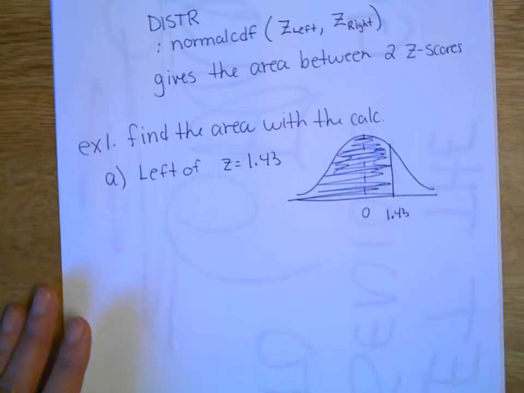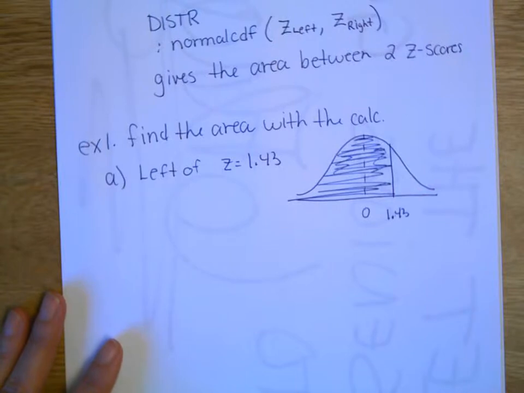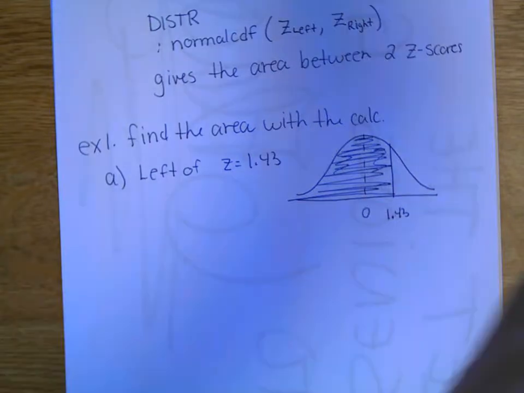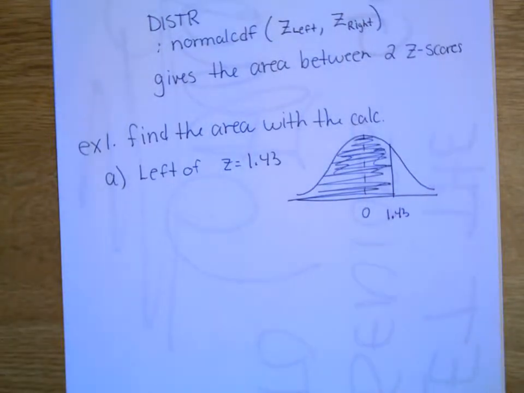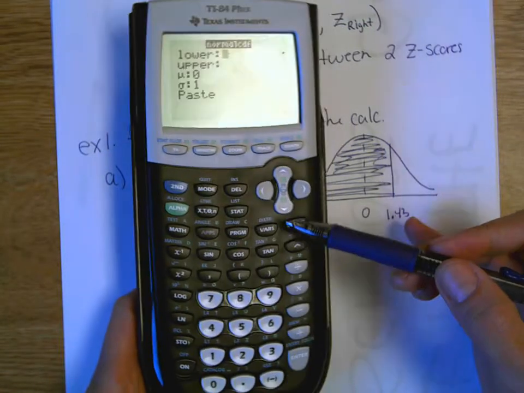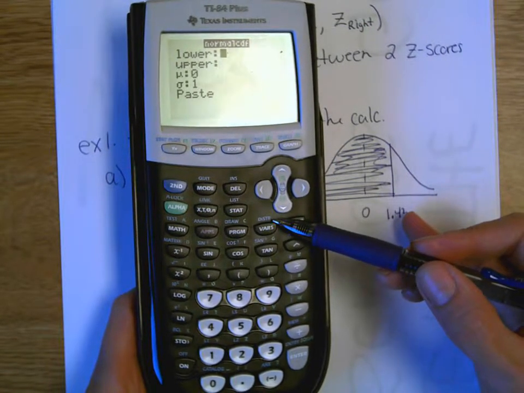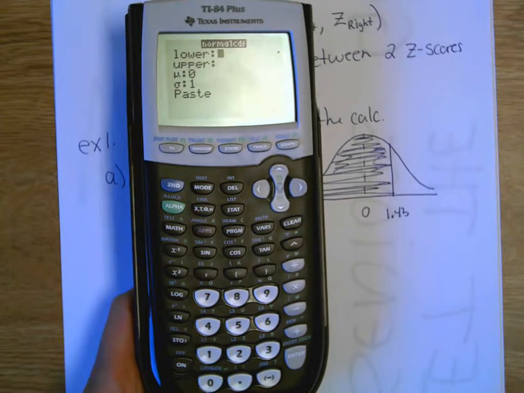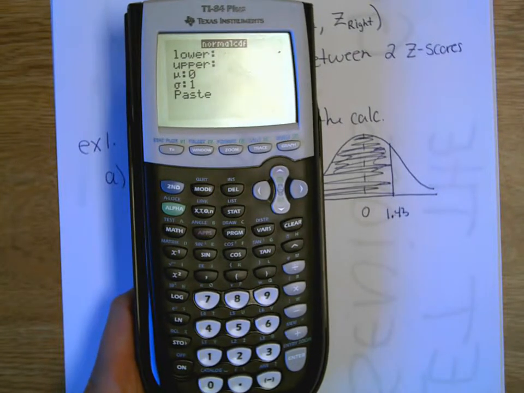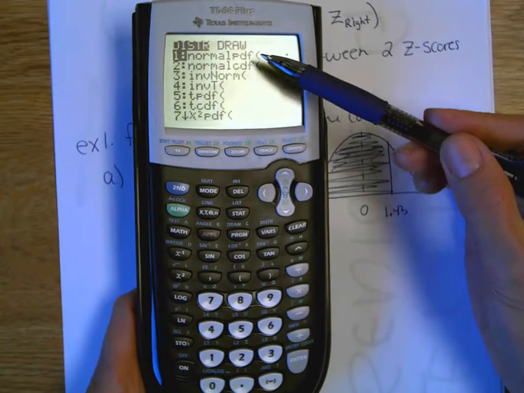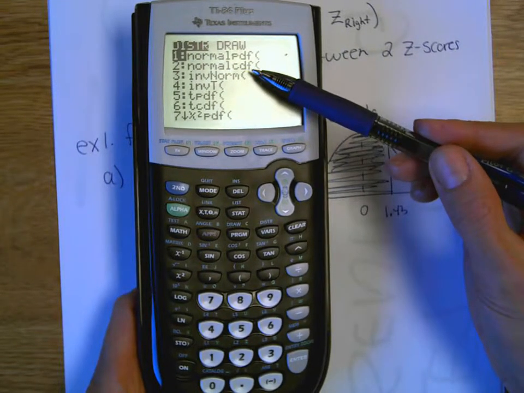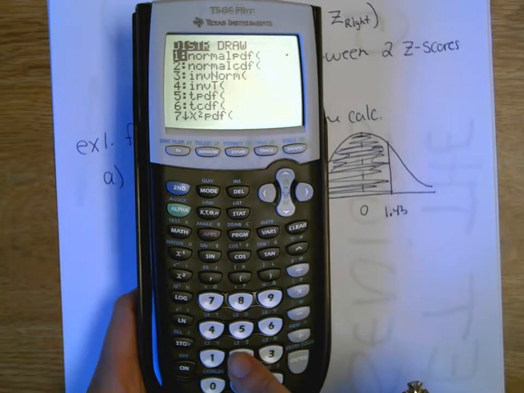You guys said lower and upper, I said left and right. It says lower, upper, mean, and standard deviation. I'm going to show you both of them depending on which system you have. Let me get this turned on. Distributions is right here above your vars key, in blue. You've got normal PDF and normal CDF. We are using the CDF.